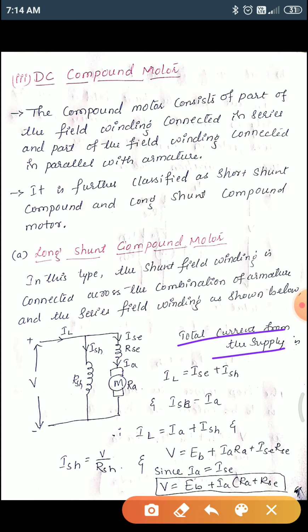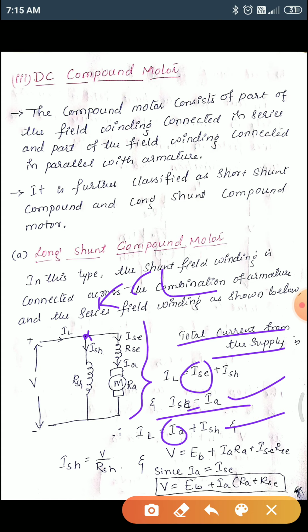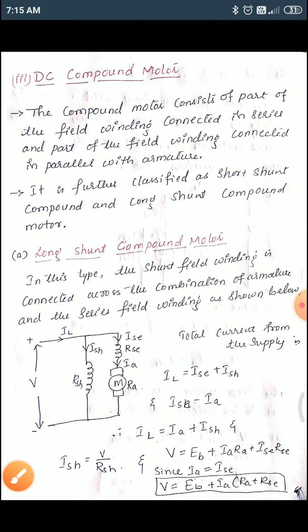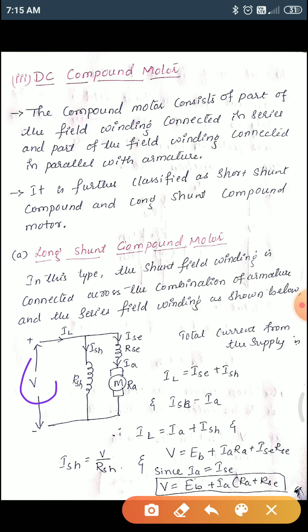The total current from the supply is IL. Again you can apply KCL at this point, then IL will be equal to ISC plus ISH. Here IAC will be equal to IA, as these two are in series. So in place of IAC, you can replace IA in this same equation. Then we can express it in two terms. Both are in parallel, so the voltage remains the same, this V and this V.